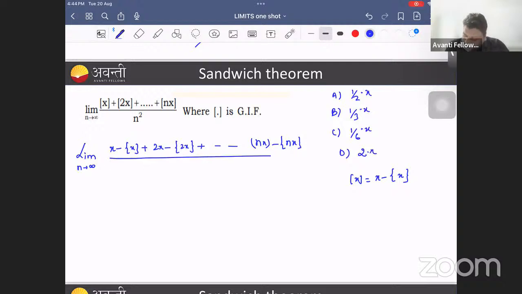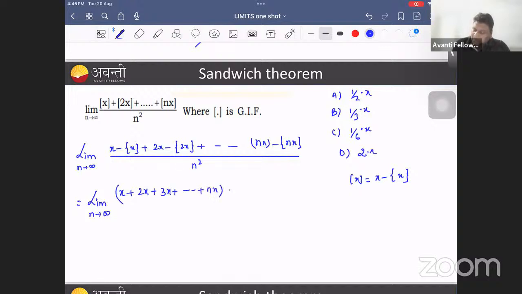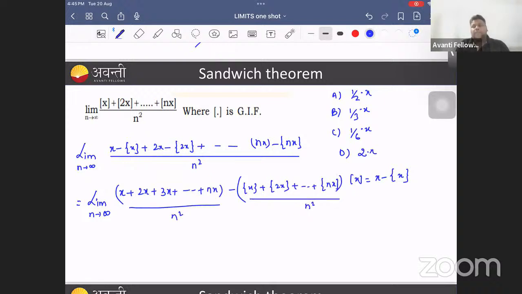So, upon n square. That is the limit as n approaches infinity. Now see, there are terms x plus 2x plus 3x and so on up to nx, minus the fractional part of x plus the fractional part of 2x and so on, the fractional part of nx, upon n square. Got it?